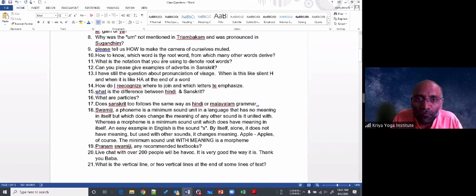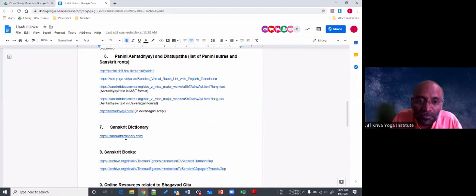How to know which word is the root word from which many other words derive? It can only be known by practice or dictionary. Dictionary generally gives the root word. And by the way, I have actually given you the link for the dictionary here. So Sanskrit dictionary, there is a link. If you want to check the dictionary, you can. This is an online dictionary.